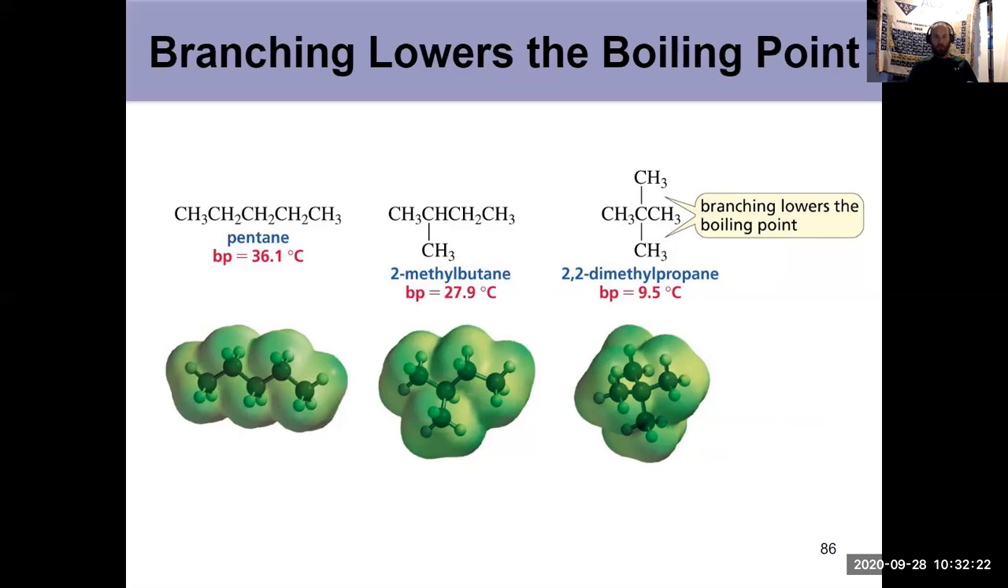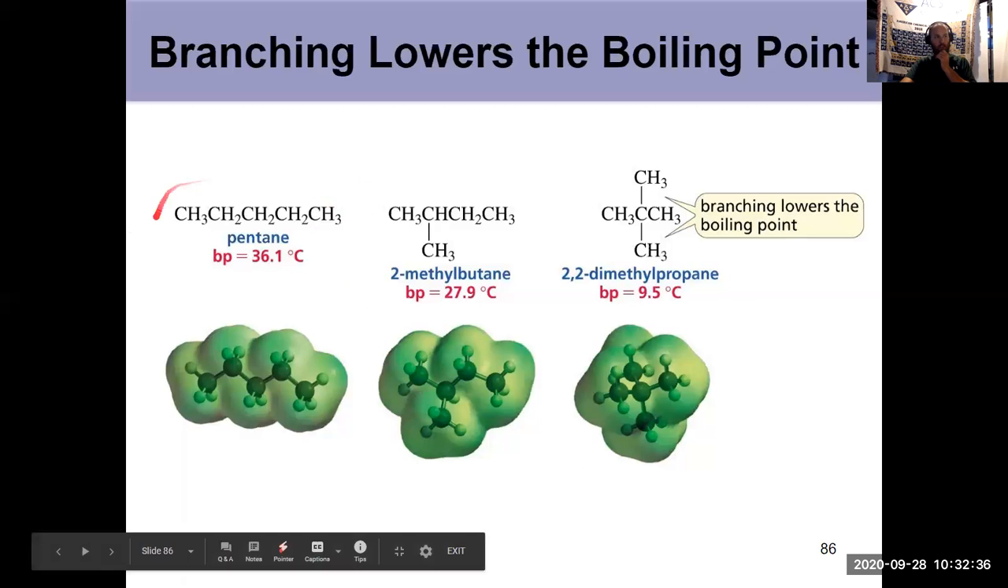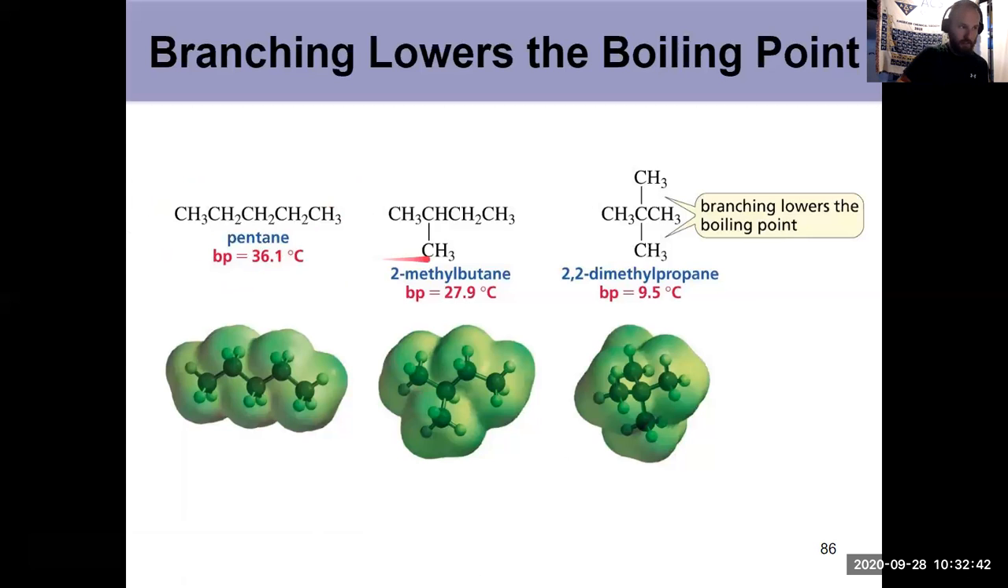You can think about it like 2 circles versus 2 lines. If I have 2 lines, they can have a lot of area of contact, versus 2 circles, they can't interact all that much. So pentane, which is in a straight line, can have stronger London dispersion forces, notice a higher boiling point, than if I start to branch some methyl groups off there. And the more branched something is, the lower the boiling point becomes. So the higher the degree of branching, the lower the boiling point. If you want to maximize your boiling point, you want something to be high molecular weight and straight chain.